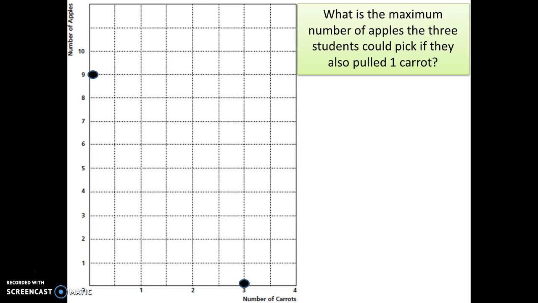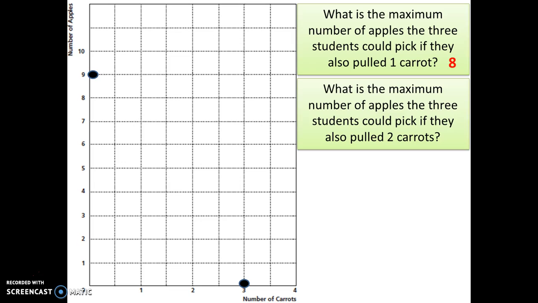Then we identified the maximum number of apples the 3 students could pick if they also pulled 1 carrot. We had 1 student stop picking apples and start pulling carrots, and we found that we had 8 apples remaining. Then the maximum number of apples that the 3 students could pick if they also pulled 2 carrots. If two students were only producing carrots, that went down to 5. Then we plot those points and we connect them, and there we have a PPC. These are the maximum ways that we can use our resources, so these are all efficient points.